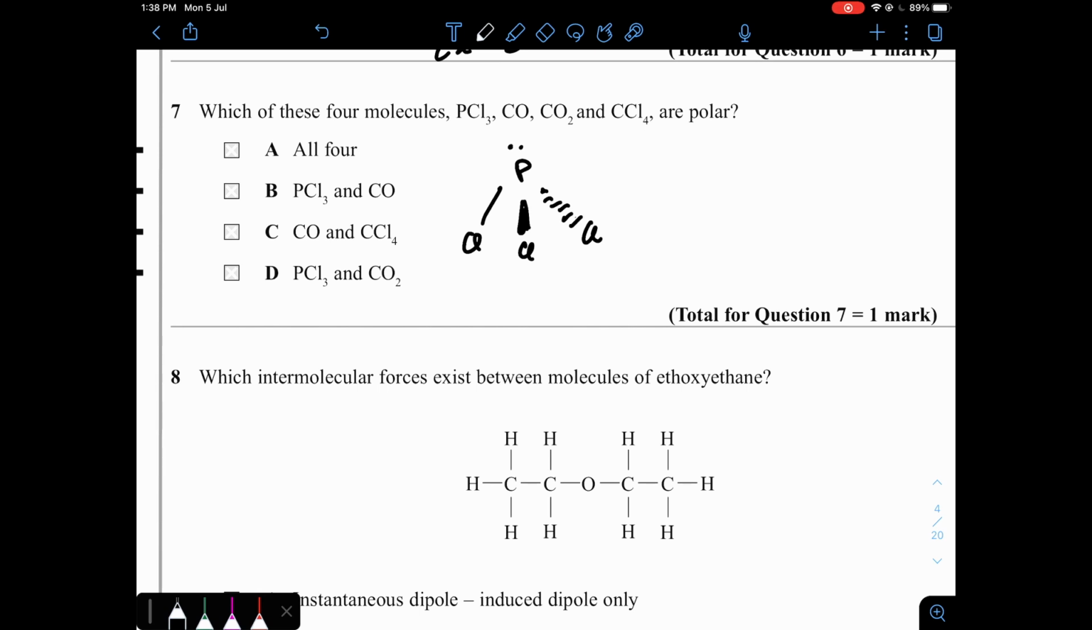Now for CO, carbon monoxide is also polar. Let's do the CO2. So that's CO and CO over here. CCl4, Cl and Cl and Cl over here. So carbon monoxide is also polar. This is a polar compound.